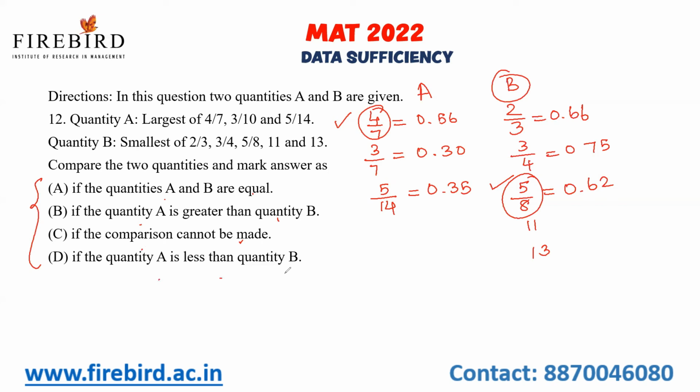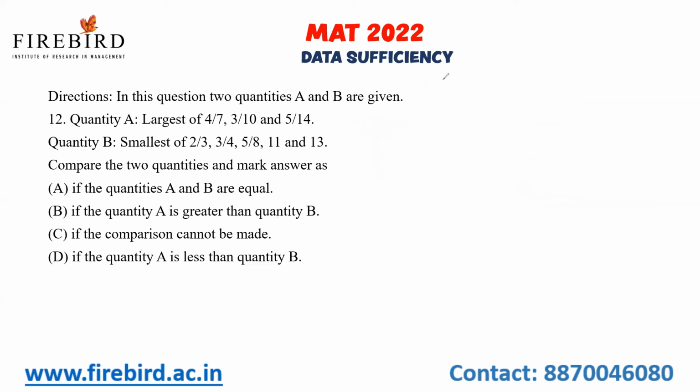If the quantity A is less than B, yes, quantity A is less than B is your answer. Quantity A is 0.56, 4 by 7 value, that is the largest here. And in case of quantity B, we have to find out the smallest value, which is nothing but 0.62, 5 by 8. The quantity A is less than quantity B is your answer. Okay. Next one.